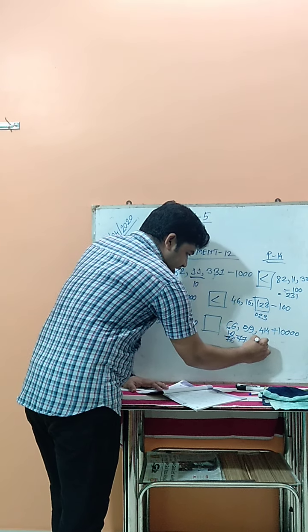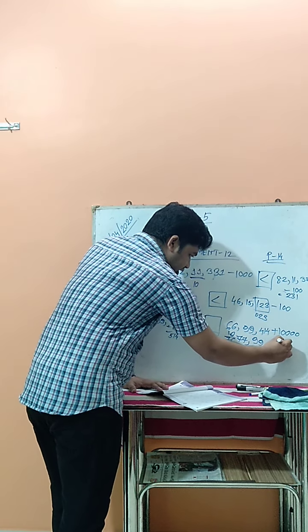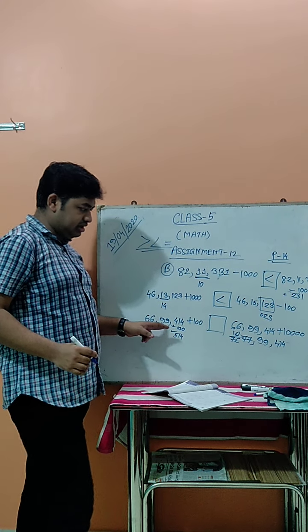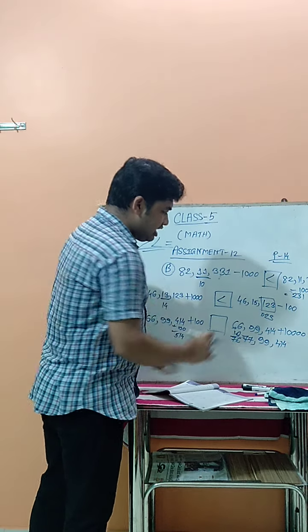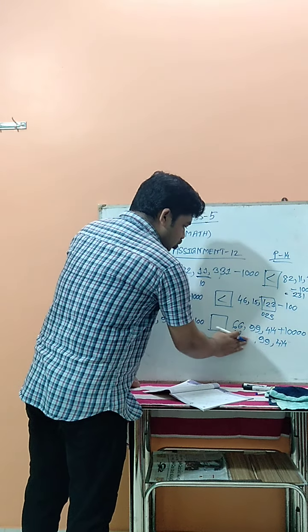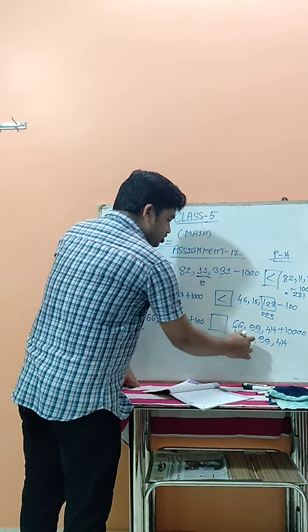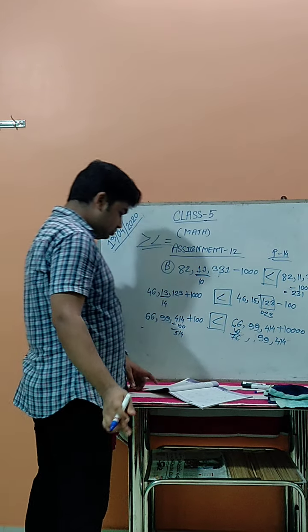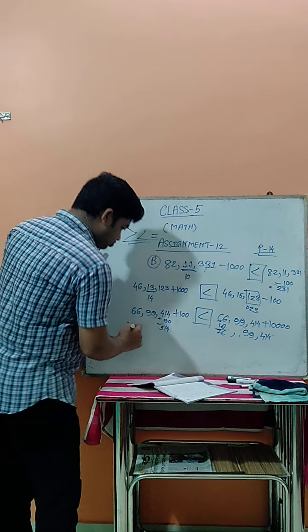77 lakh 99,440 here. So here is a 66 lakh 99, here is a 76 lakh. So which one is bigger? Which one is the 76 lakh? So this one is the bigger side. Now go see the next one.